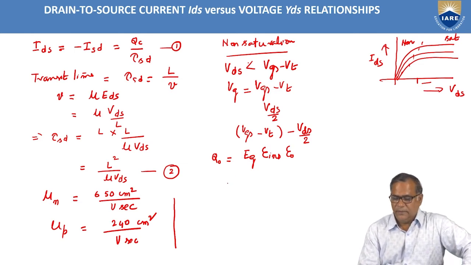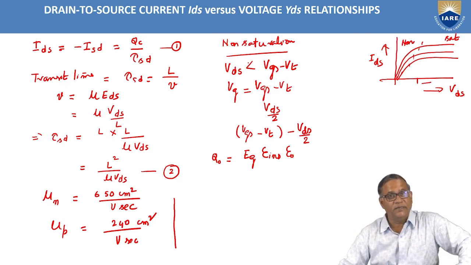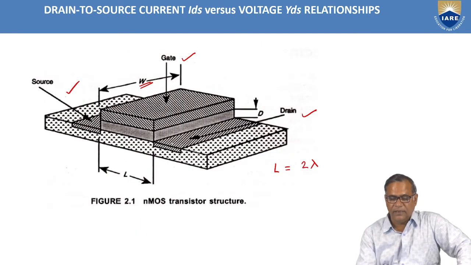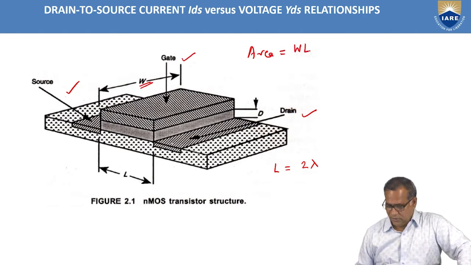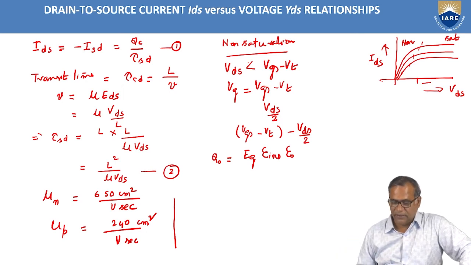Now this is a unit charge. So what is the total charge? You have to multiply it by the area. And what is the area? See, here you have W and here you have L. So what is the area? Area is equal to WL. So you have to multiply this by the area to find out the total charge. So I can write QC equal to Eg epsilon INS and epsilon naught into A.